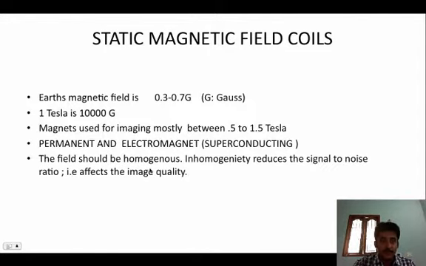So these are the usual static magnetic fields used. The magnets usually have a magnetic field between 0.5 to 1.5 Tesla. We can use two types of magnets: permanent magnet and electromagnet. A permanent magnet, by default, can generate a magnetic field, and an electromagnet is usually a ferromagnetic material which is wound with an electric coil which carries a current.